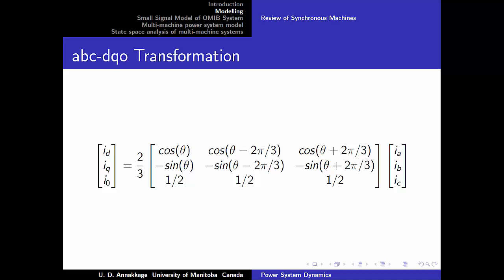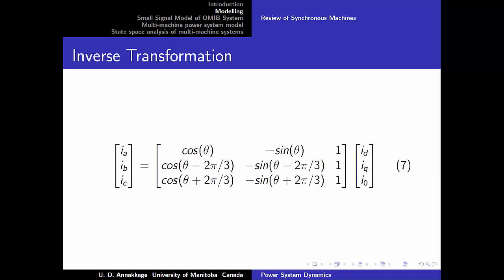And its inverse transformation is given by this next equation. Here we transformed actual currents to fictitious currents. In the same manner, we can apply this transformation to define fictitious fluxes psi D, psi Q and psi 0, and also fictitious voltages ED, EQ and E0.